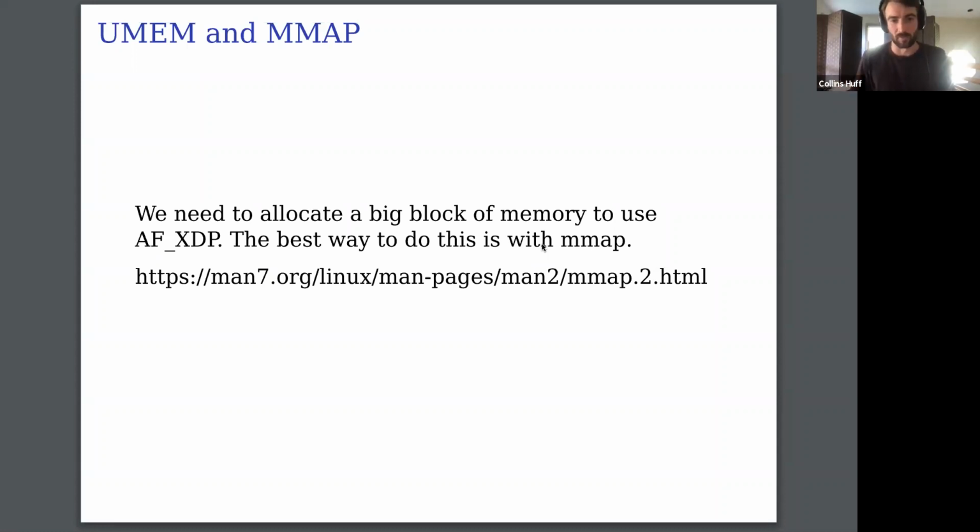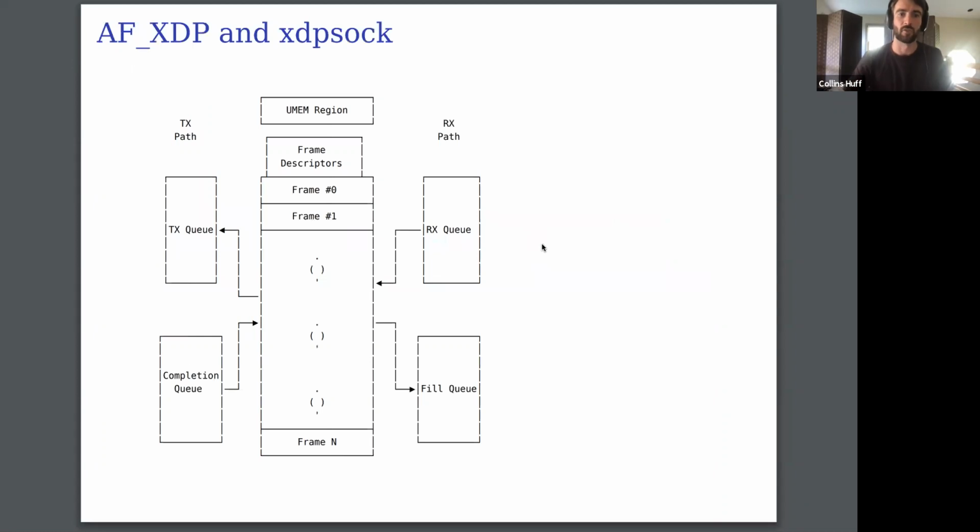So we're going to use mmap to allocate the UMEM region. Pictorially, what I just described looks like this. These are the data structures that we need to set up in order to use AF_XDP. You've got the UMEM region, a big block of memory allocated with mmap. It's divided up into frames or frame descriptors. This is where you'll actually write packet data and read packet data.